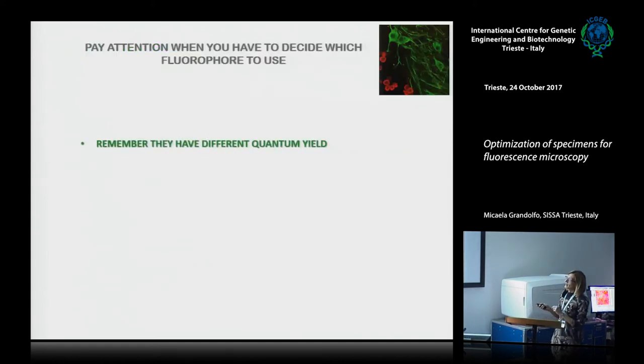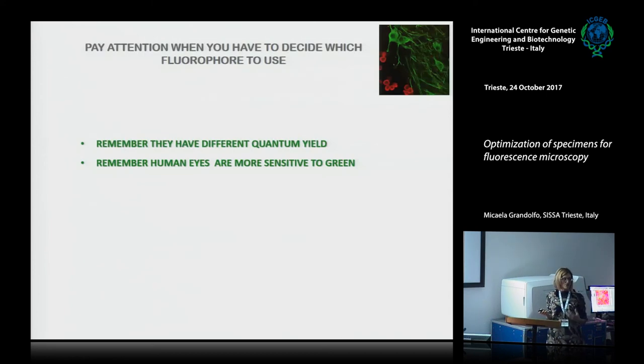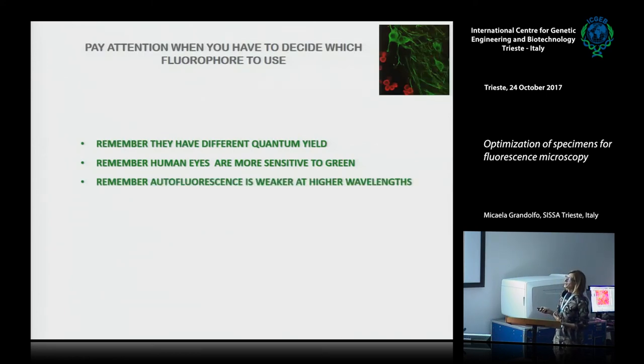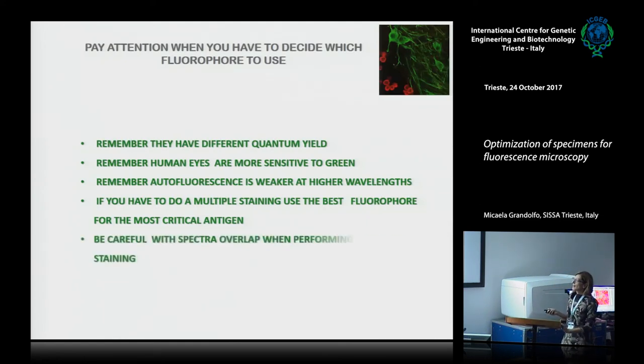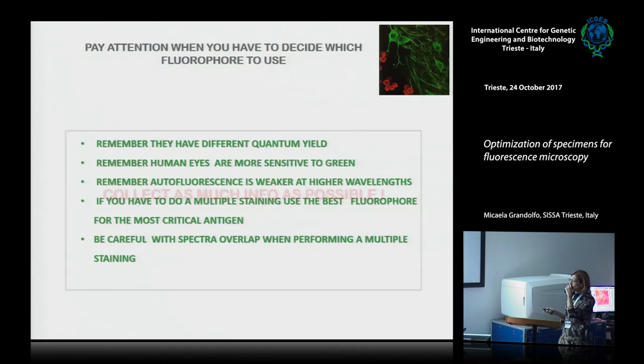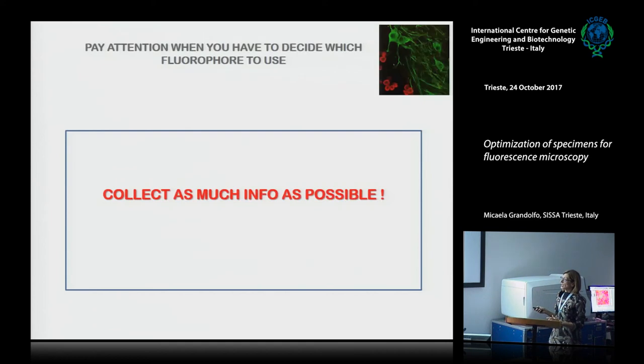Pay attention, remember they have different quantum yield. Remember that human eyes are more sensitive to green, so if you want to impress your audience, use the green one. Remember that autofluorescence is weaker at higher wavelengths. If you have to do a multiple staining, remember to use the best fluorophore for the most critical antigen, okay? Do not choose, I like green, but maybe blue is nicer. No, okay? Use the most performing fluorophore for your critical antigen. And be careful with spectra overlap, emission and excitation spectra, when you are performing multiple staining. And of course, collect as much info as possible before starting your immunostaining.